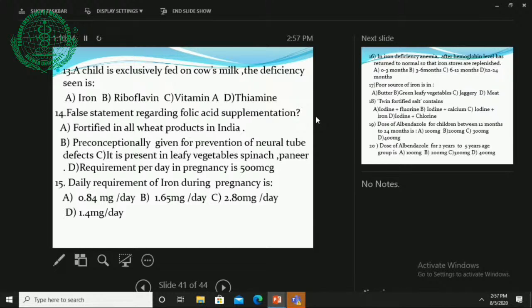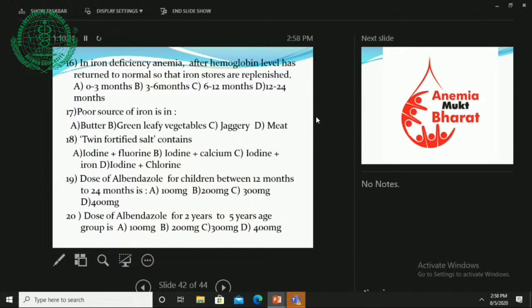Daily requirement of iron during pregnancy is, so it is 2.8, and the recommended daily allowance during pregnancy is 35 milligrams. So the right option is 2.8 milligrams. In iron deficiency anemia, after hemoglobin level has returned to normal, so that iron stores are replenished, how long do you need to continue? The options are 0 to 3, 3 to 6, 6 to 12, 12 to 24. Here the right option is 0 to 3 months. So continue the prophylaxis for 3 months.